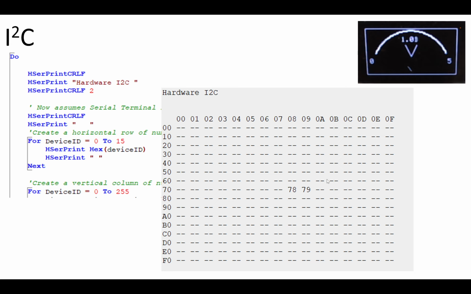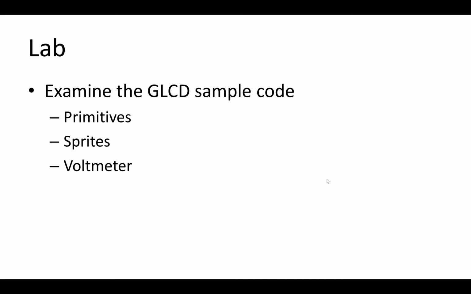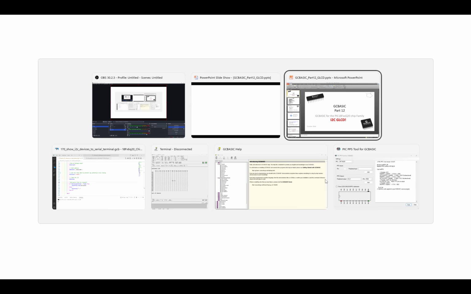What I'm going to do is a quick discovery to make sure it's working using hardware I2C, and then I'm going to do some work. I'm going to look at some primitives, some sprites, and a voltmeter, because we've already done the nuts and bolts of this stuff. So let's get straight into it, and we'll go back to discovery and make sure it all works.